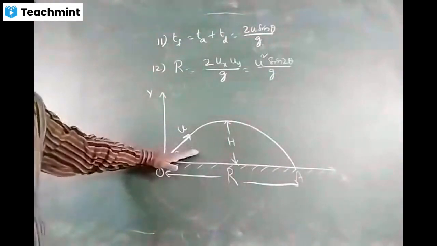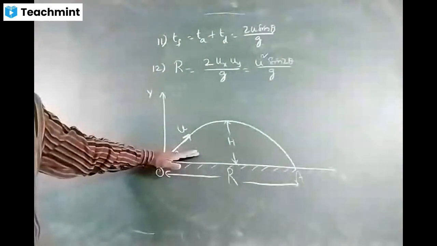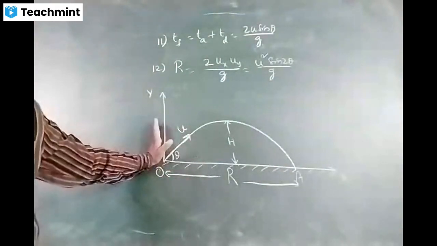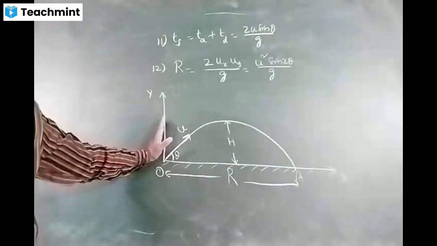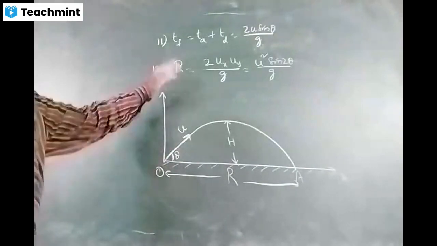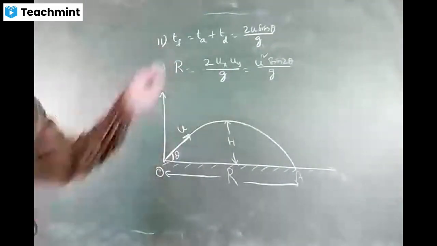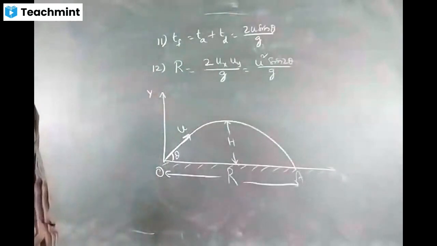Now, if theta is equal to 90 degrees, then how will the particle move? Along the y-axis, in a straight line. It goes vertically upwards, right?